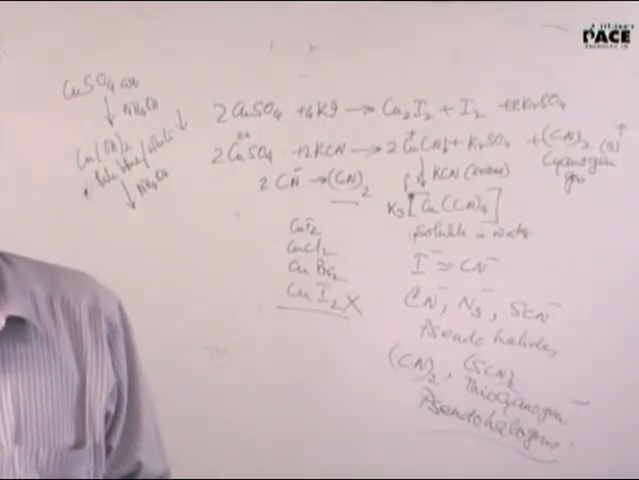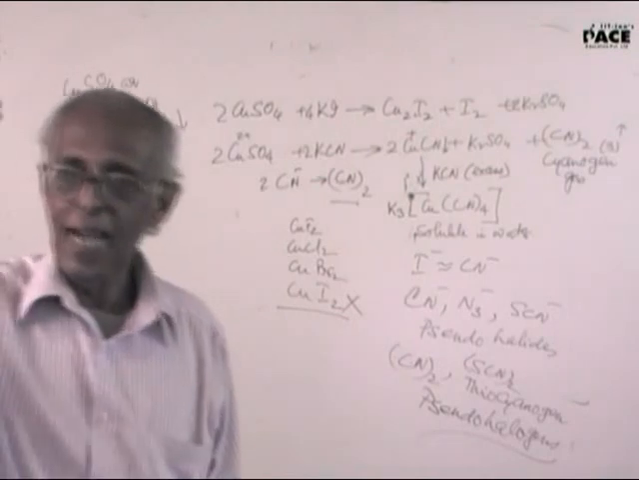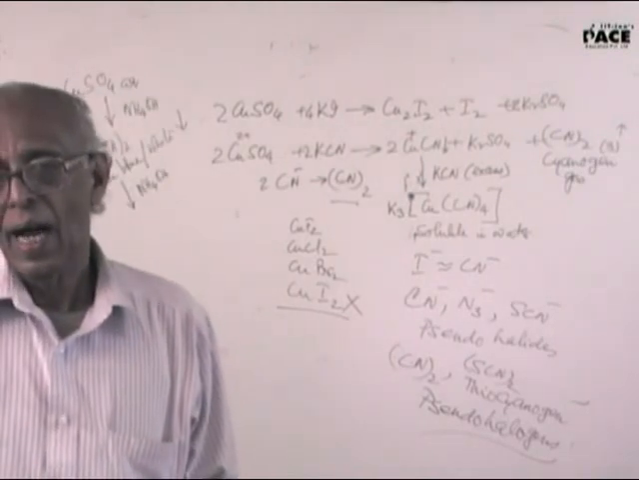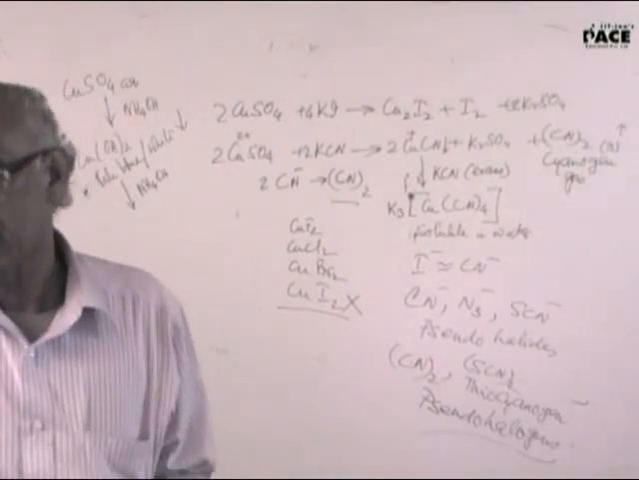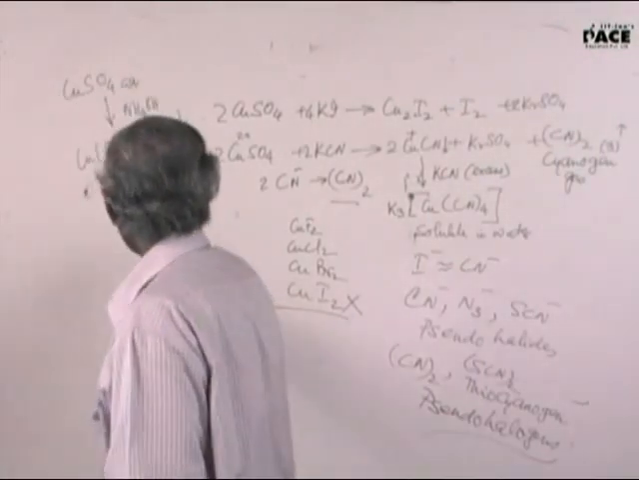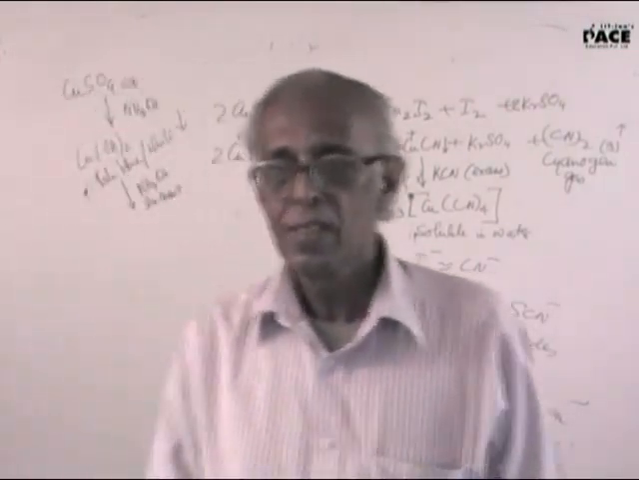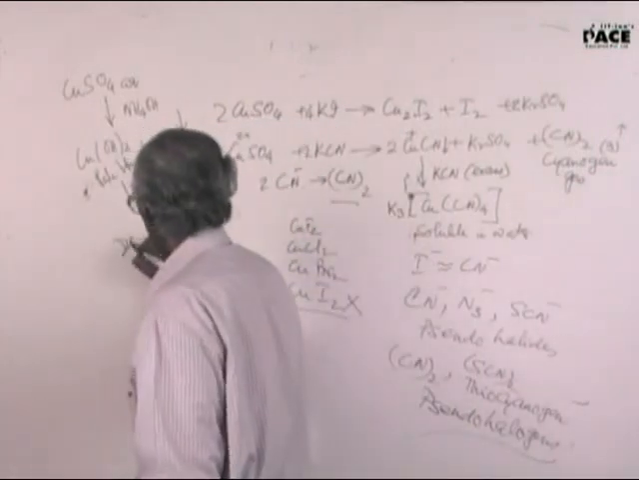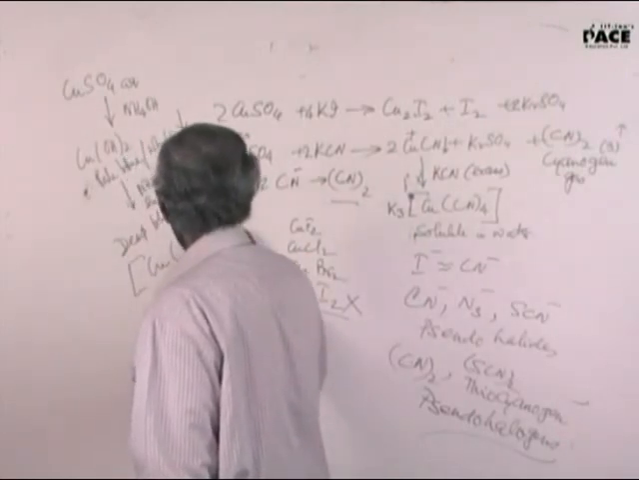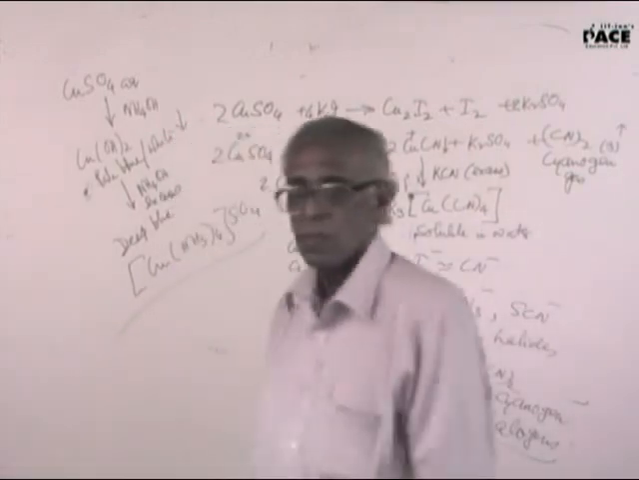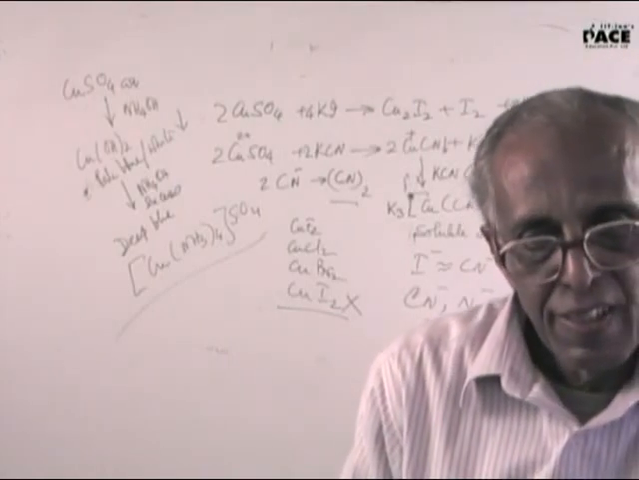I said that if you take an aqueous solution of copper sulfate, which is blue in color, and add ammonium hydroxide, I get a very pale blue precipitate, almost white copper hydroxide. When you add excess of ammonium hydroxide, you get a deep blue color, that is tetraamine copper(II) sulfate.